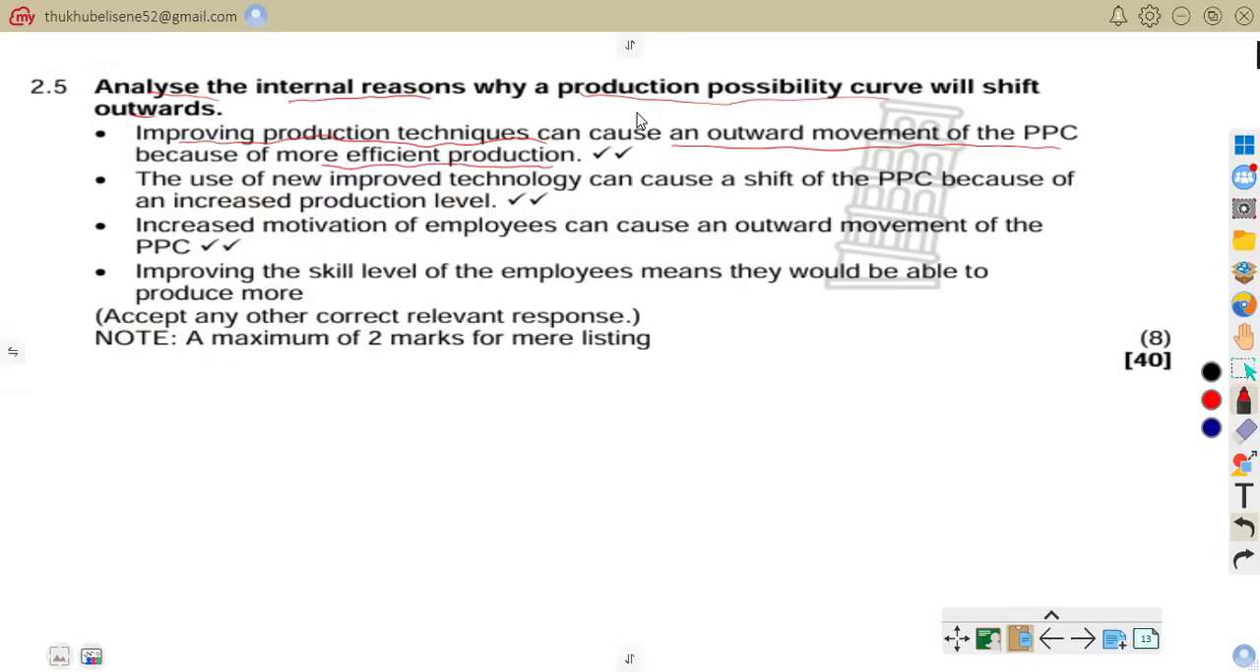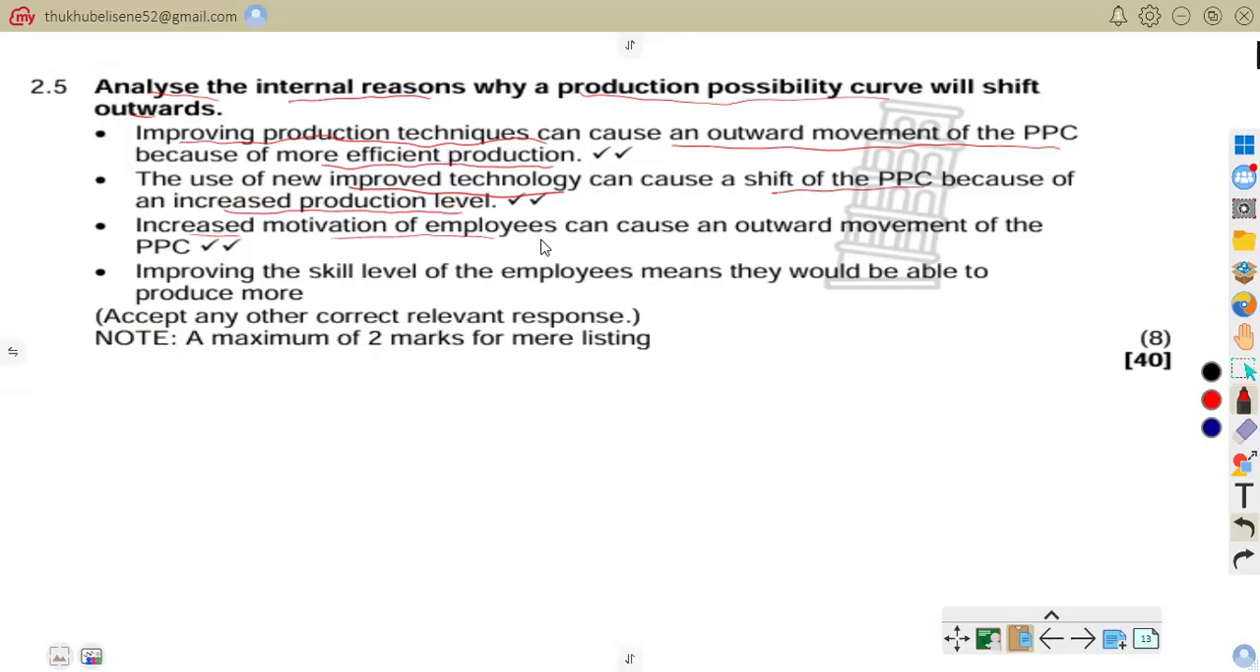For example, automation, faster machines. Those are improved techniques, and they will increase our production. The use of new improved technology can cause a shift of the PPC because of an increased production level. New technology increases the output. For example, robots in factories, computer systems. That is the new improved technology that we're talking about. So now let us move on.